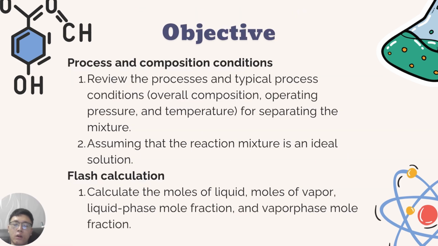So the objective for our project is to know the process and composition conditions. For example, we can review the typical process conditions, like the overall composition, operating pressures, and temperatures for separating the mixtures. Besides that, we assume that the mixture is an ideal gas solution. We can also do the flash calculation, for example, calculating the moles of liquid, moles of vapor, the liquid phase mole fraction, and the vapor phase mole fraction.